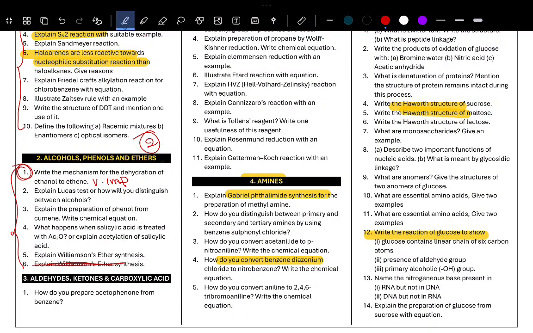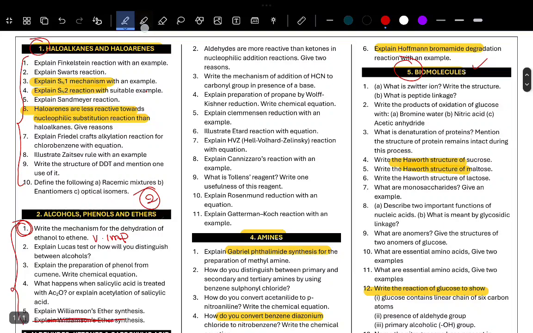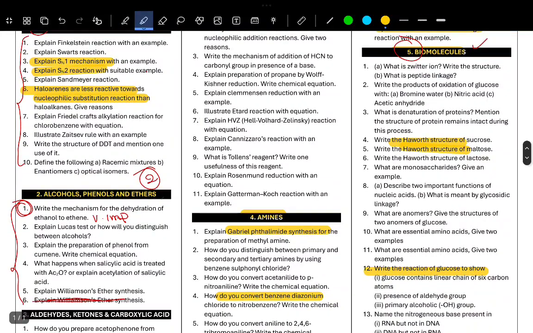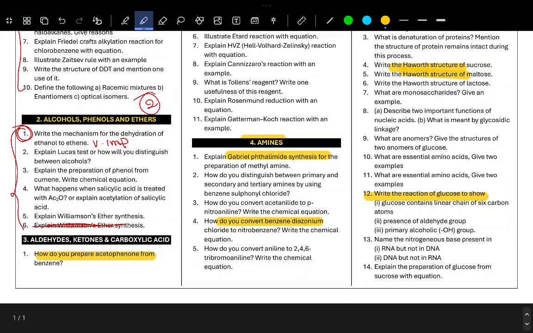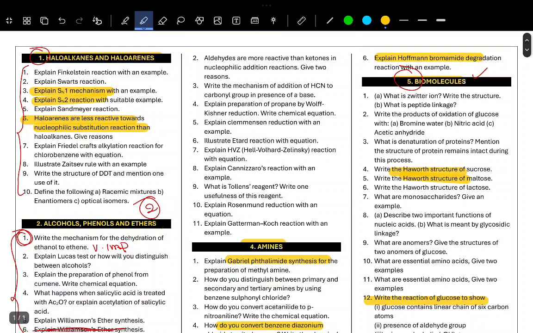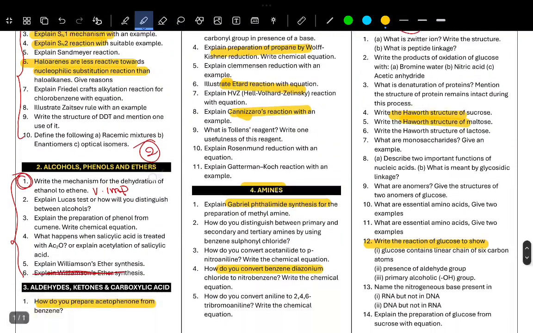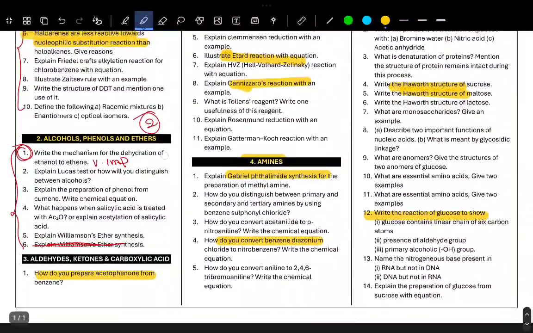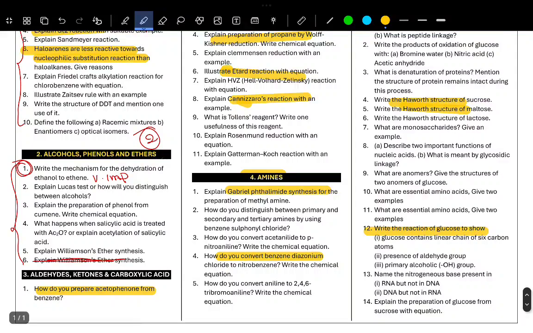Then you can study aldehydes, ketones and carboxylic acids. Especially in this, the first question is very important, that is the preparation of acetophenone from benzene. Then the Wolff-Kishner reduction, then the HVZ reaction, and then the Cannizzaro reaction. So these are some important questions from aldehydes, ketones and carboxylic acids. All these questions are important. Make sure to study them. This will definitely help in your final exams.